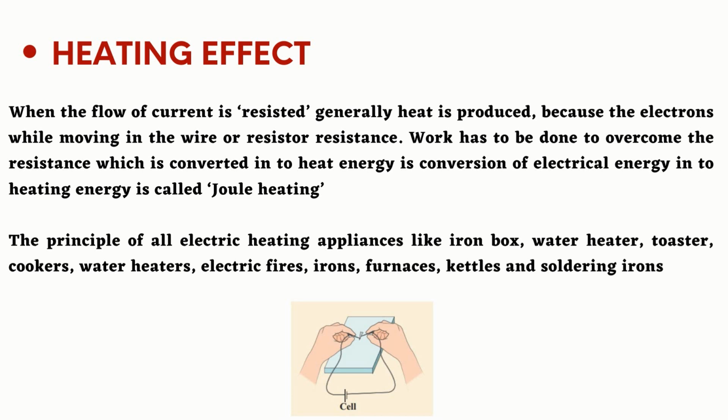In this, when the flow of current is resisted, heat is generally produced because the electrons, while moving in a wire or a resistor, create resistance. Work has to be done to overcome this resistance, which is converted into heat energy. This principle is also known as Joule heating. The practical applications of heating effects are iron box, water heater, toaster, cooker, irons, kettles, etc.